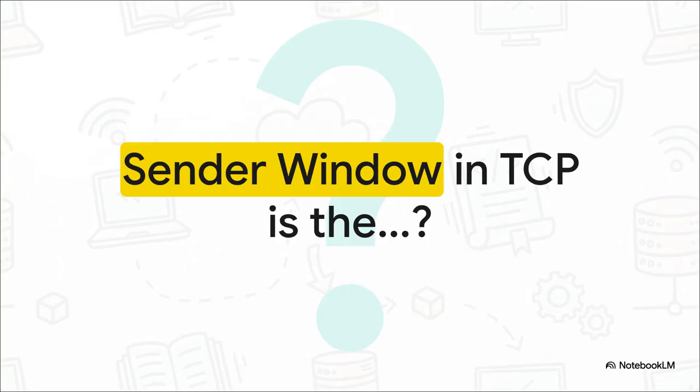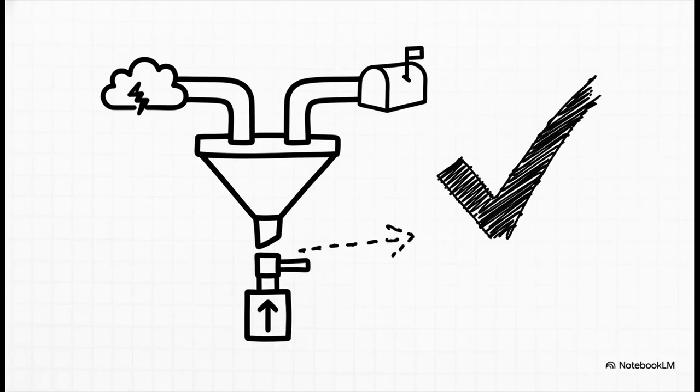All right, first question. We know a TCP sender has to deal with two different speed limits, right? The network's capacity, which is the congestion window, and the receiver's buffer, the receiver window. So how does it decide how much data it can actually send? Does it pick the fastest one, the slowest one? And the answer is D, the minimum of the two.